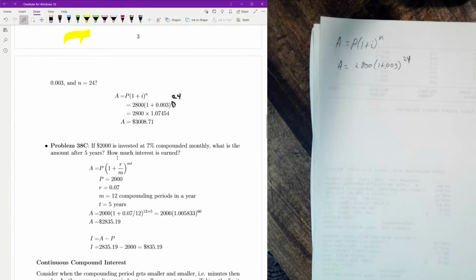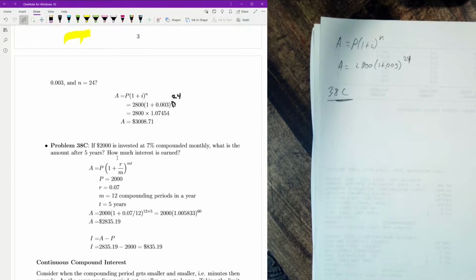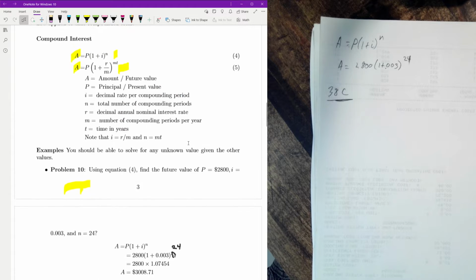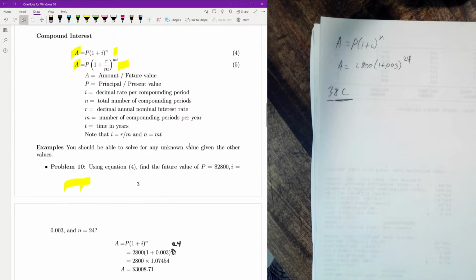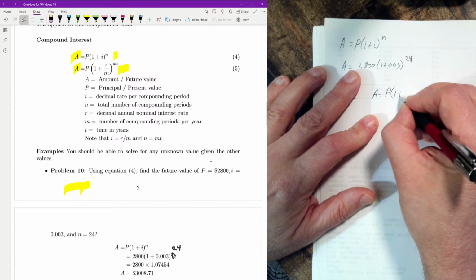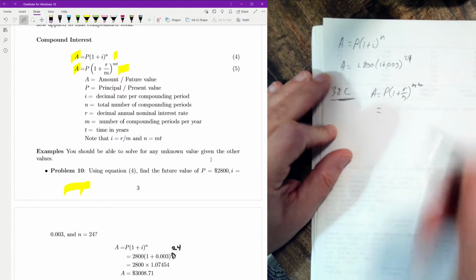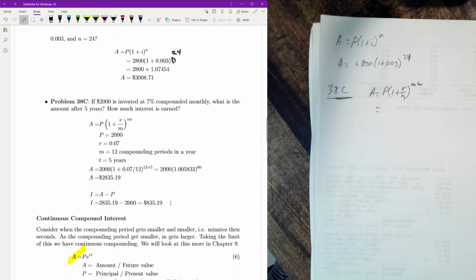Let's take a look at problem 38C. Here the question is, if $2,000 is invested at 7% compounded monthly, what is the amount after 5 years? And then, how much interest is earned? Because we're given compounded monthly and 5 years, we're going to be using equation number 5. So A equals P times (1 plus r over m) to the mt. We can pretty much just plug the values straight in.